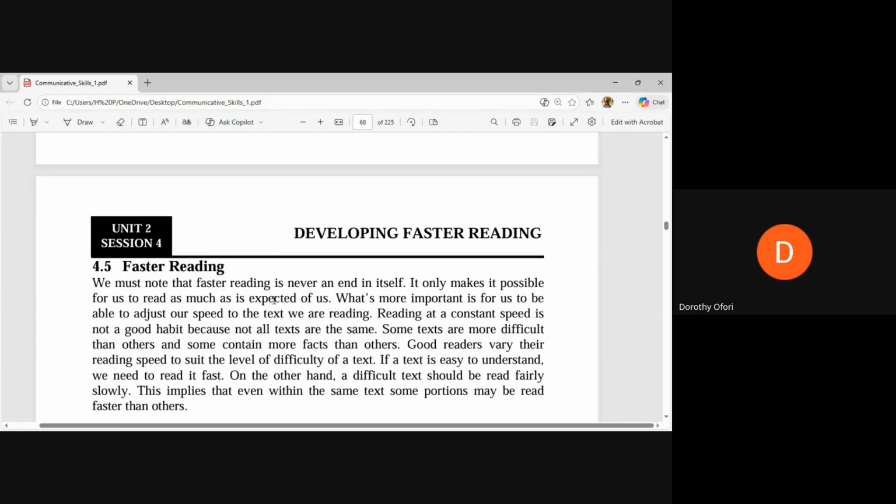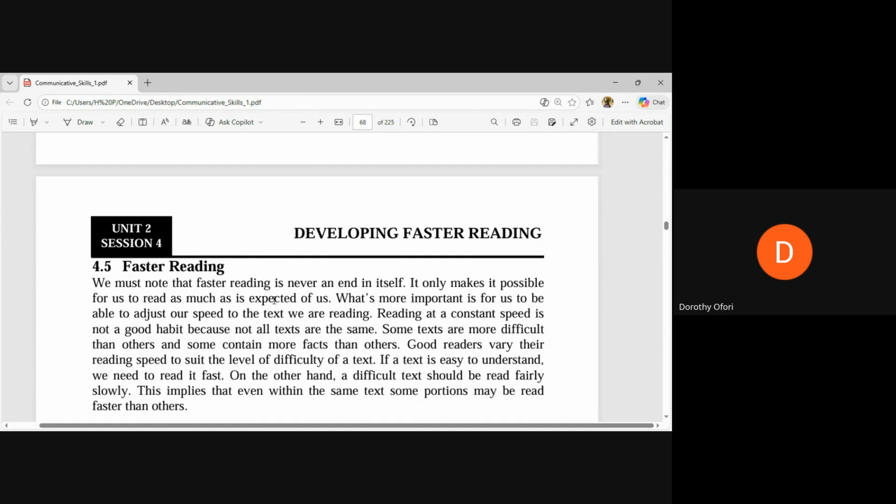Okay. Some texts have words that are so heavy, they are big. We are unfamiliar with the words. And because of that, when you read fast, it makes it difficult to understand. Okay. So when you're a good reader, you know when to read fast, when to read slow, when to pronounce a word you've already pronounced.